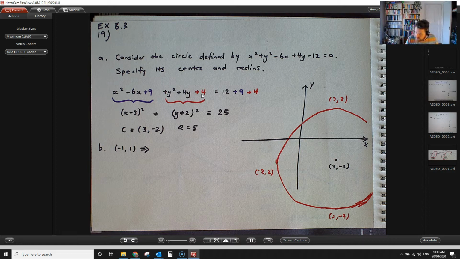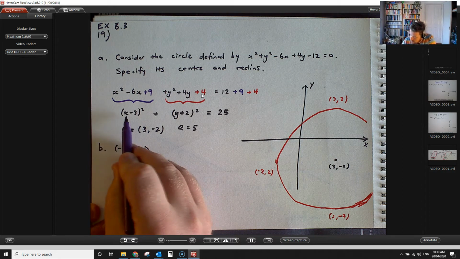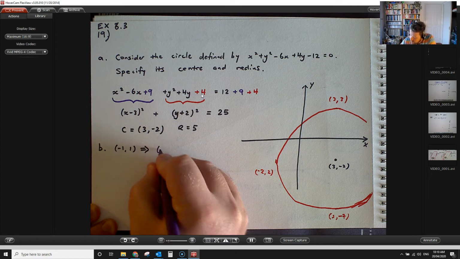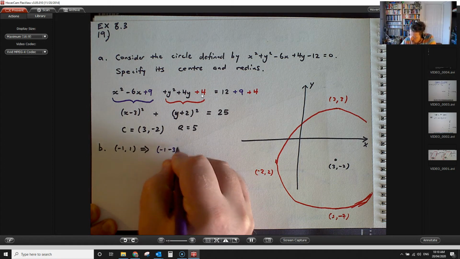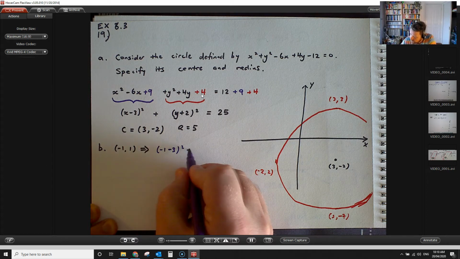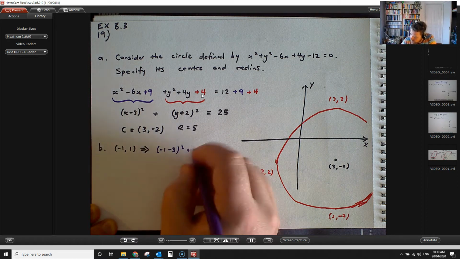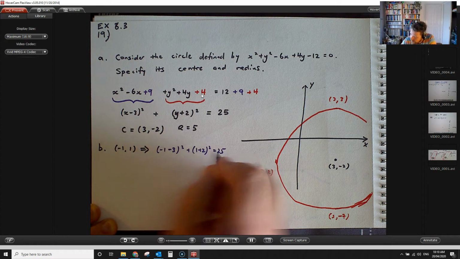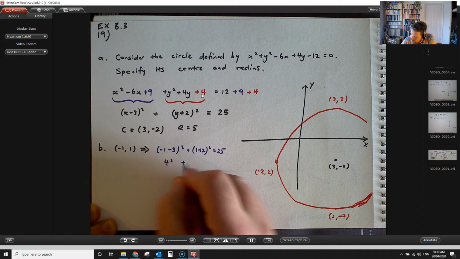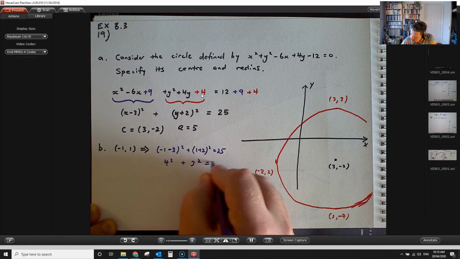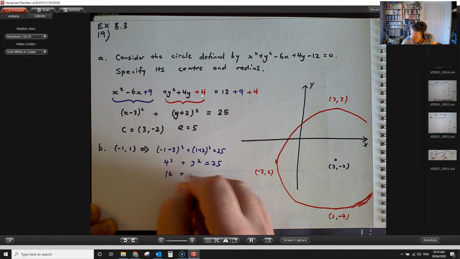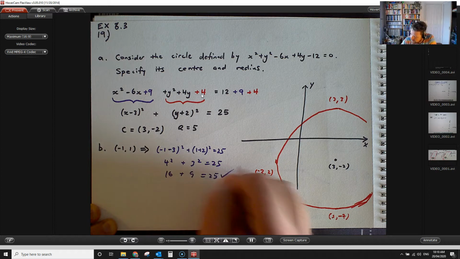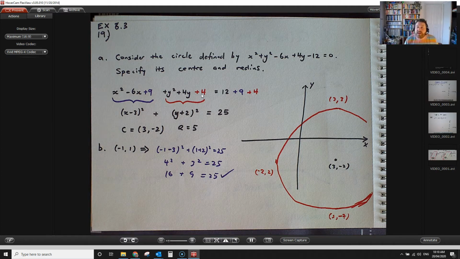And we get x, which is -1. -1 minus 3 squared is going to be -4 squared. 1 plus 2 is going to be 3 squared. So does 4 squared plus 3 squared equal 25? 16 plus 9 equals 25. Yes, it does. Therefore, -1, 1 lies on the circle.